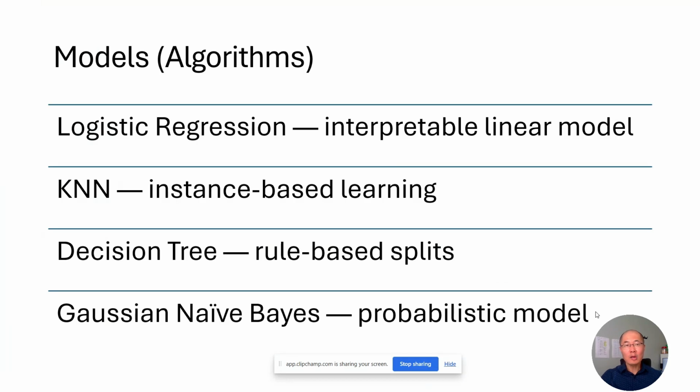I trained four models, also known as algorithms. Those are Logistic Regression, K-Nearest Neighbors, or KNN, Decision Tree, and Gaussian Naïve Bayes. This mix gave me both linear and nonlinear approaches. Let's dive into more details for these models.